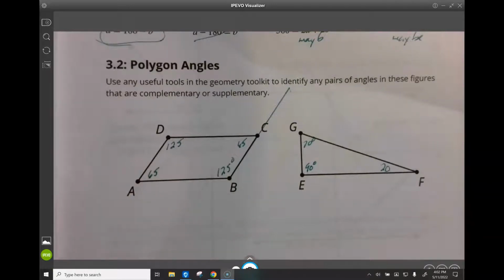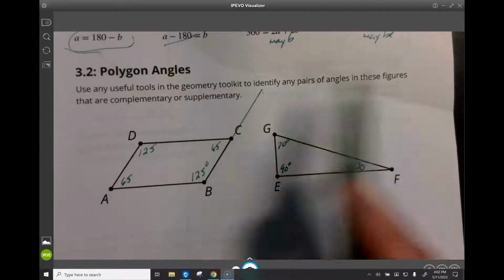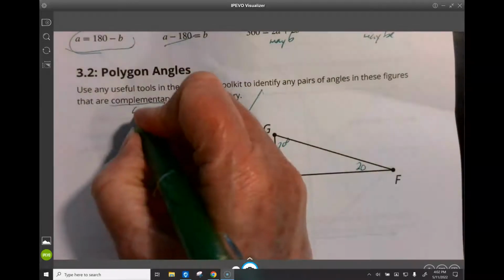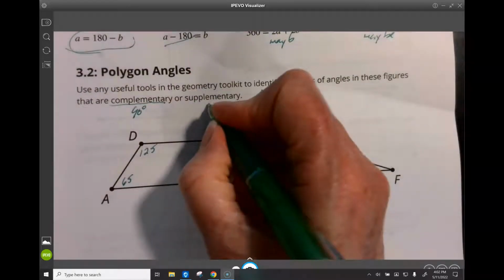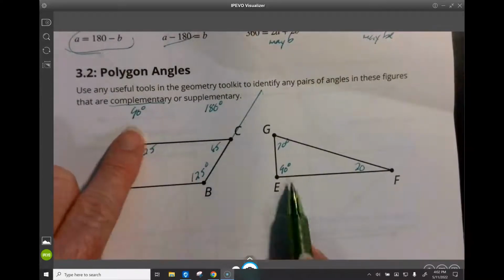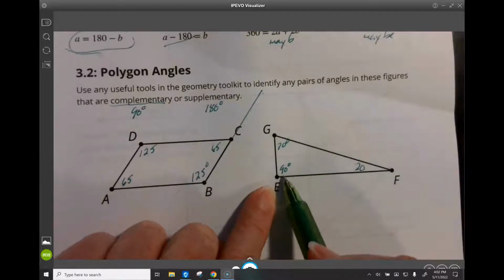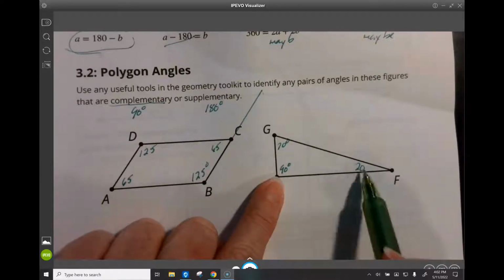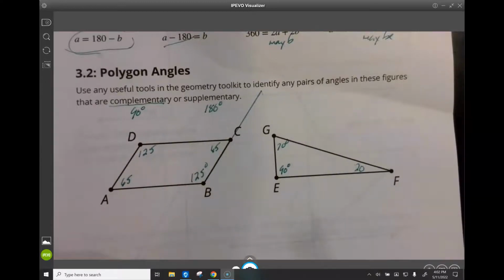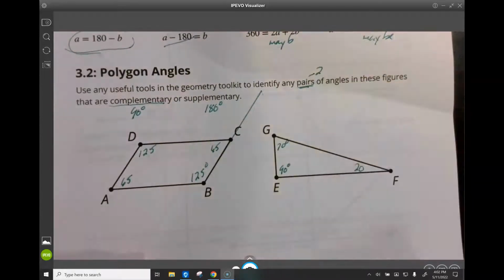Good. Okay, so now we've measured them, and it says to identify any pair of angles in these figures that are complementary. What does it mean if they're complementary? That's right, 90 degrees. And supplementary? Exactly 180 degrees. So in order to be complementary, they have to add to 90. So CE is 90 degrees, so it can't be complementary, and there's no other 90 degrees to add to be 180, so they are not. And it did say what pairs, so we can only have 2 angles. Pairs means 2.